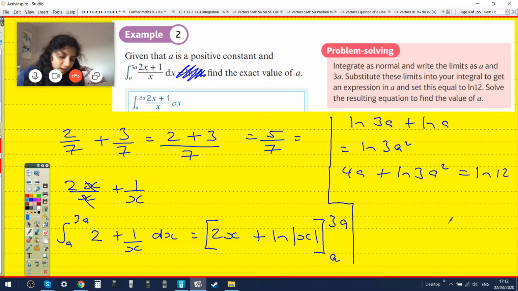Oh, wait. I think I might have done it wrong. And it should be minus ln a. Yeah. So that would give you 4a plus ln 3 is equal to ln 12. Okay, that makes sense. I can do it now.